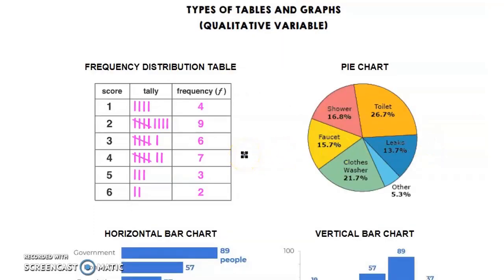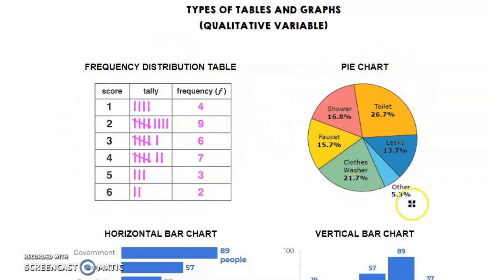These are graphs that we use to describe or to represent qualitative data. This is a frequency distribution table. For example, here the variable is score, and you count the number of students who score 1, 2, 3, and so forth. Each vertical line represents one frequency equal to 1. So 1, 2, 3, 4, frequency is 4. How do we get 9? 1, 2, 3, 4, 5, 6, 7, 8, 9. So this is a frequency distribution table.